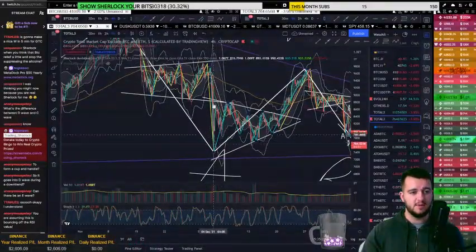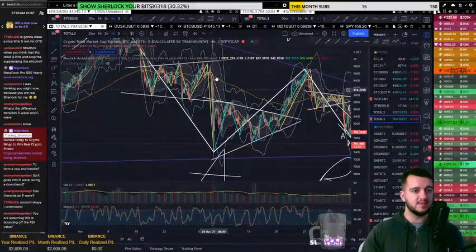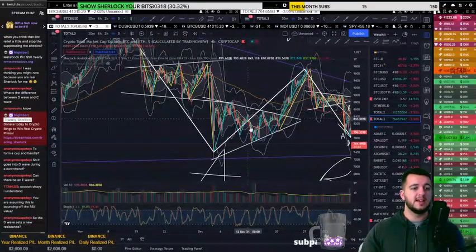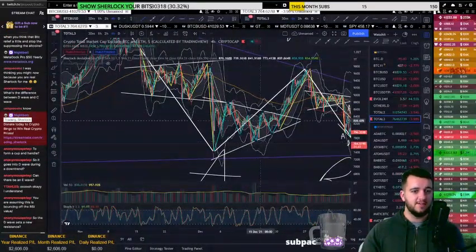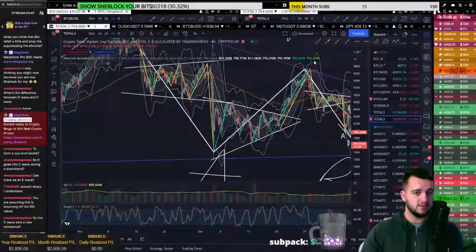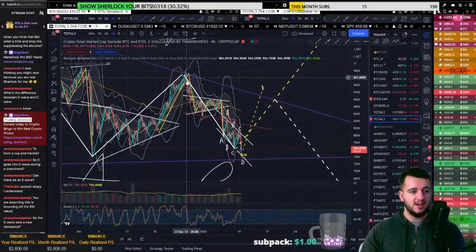A, because D wave and A wave are the same, the impulse sets the wedge, sets the waves. A, B, B, failed C wave, failed C wave, failed D wave breakout. See that? Next one over.